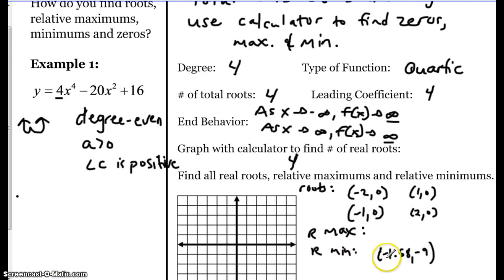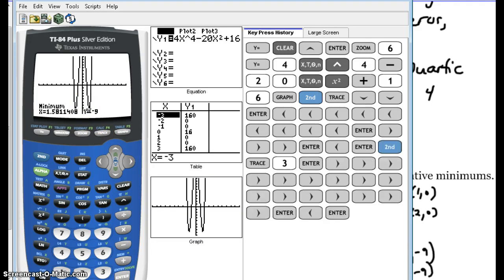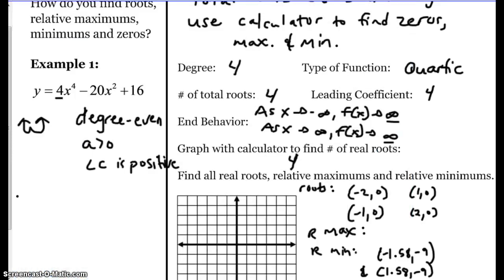Okay, so write that down here where we have relative minimum, and then I want you to go ahead and find the second one. What's fresh in your mind? Go ahead and run through those calculator steps and find the second minimum. So you should have found that the second minimum point was positive 1.58 and negative 9. So make sure you've written both of those in.